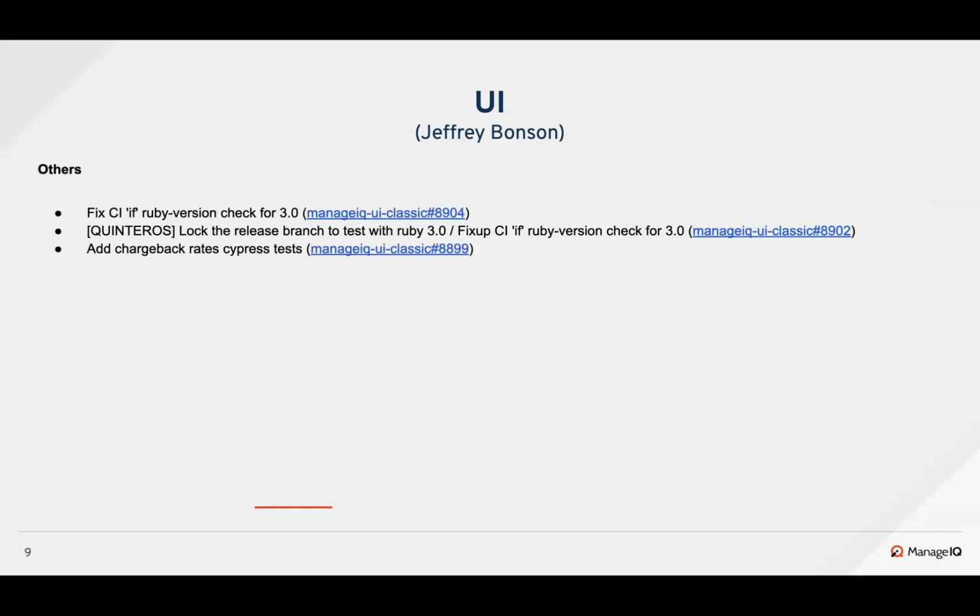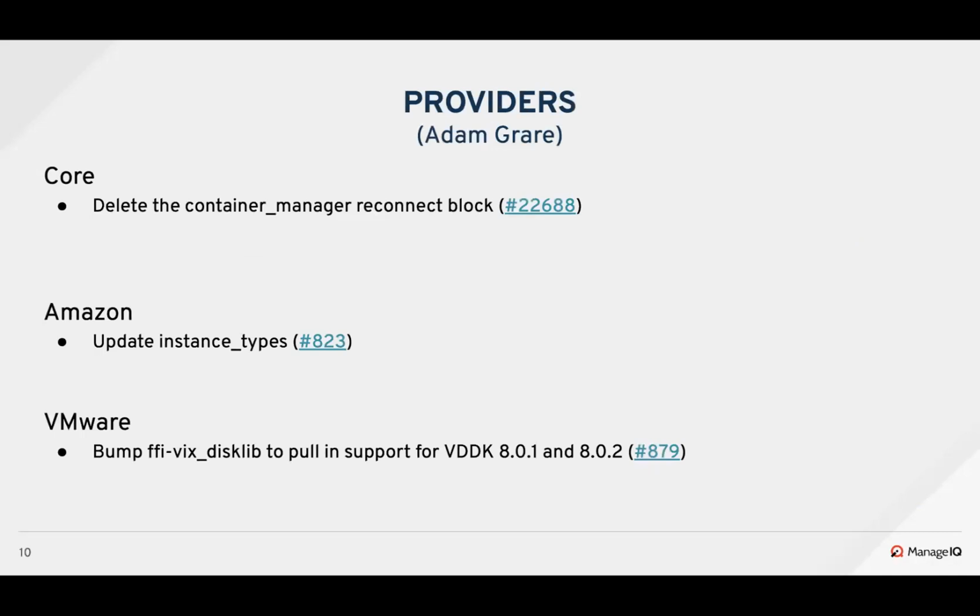Joe updated the Ruby version in the ci.yaml file from 2.7 to 3.0 within the code coverage reporting section. Joe also removed some entries related to Ruby 2.7 from the metrics test suite. And Gilbert added Cypress tests for the chargeback rates. That's all from the UI side. Over to Adam. Thanks, Jeffrey.